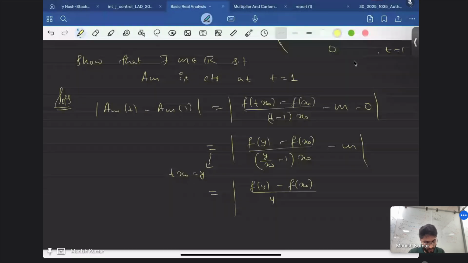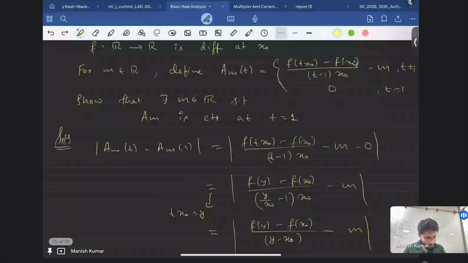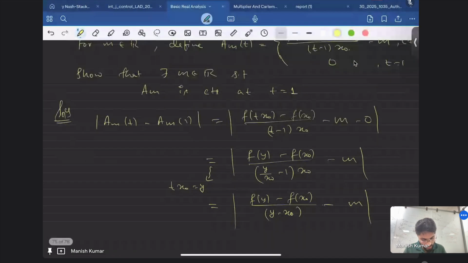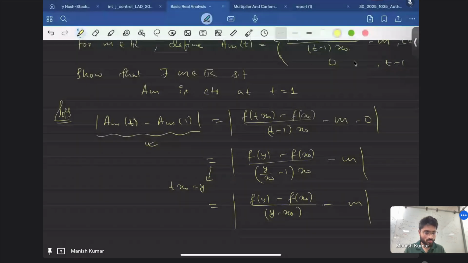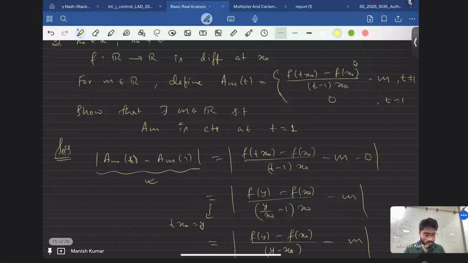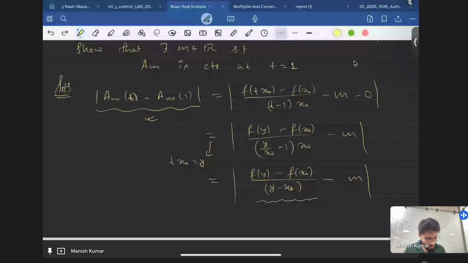So this is the difference we are getting. Now our goal is to make this term very small, right? And what we have been given is that f is differentiable at x naught, and this is similar to that. Now the only thing we need to check is the relation between how t is connected to 1.